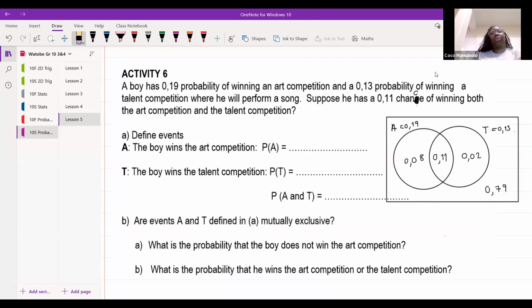All right, let's look at the first one. It says, define the events when the boy wins the art competition. The probability of A. What is the probability of A? Remember all of them must equal 1. We didn't know how much the last one on the outside is, so we're going to go 0.08 plus 0.11 plus 0.02 plus x must equal 1, and then solve for x.